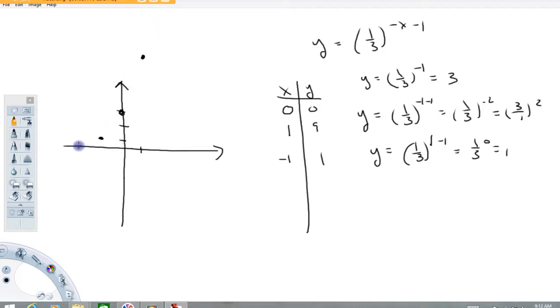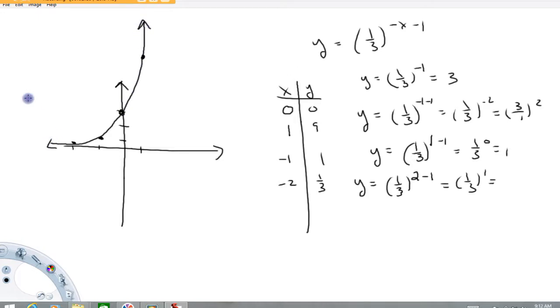I'm going to do one more point here. Let's go out to x equals negative 2. So y is going to read 1/3. Now remember, this is minus x, so if I do minus a minus 2, we get plus 2, minus 1. That's 1/3 to the first, which is 1/3. So negative 2, 1/3 is right above the axis. And again, you can see the shape here.